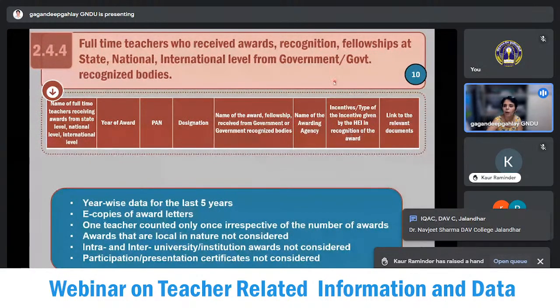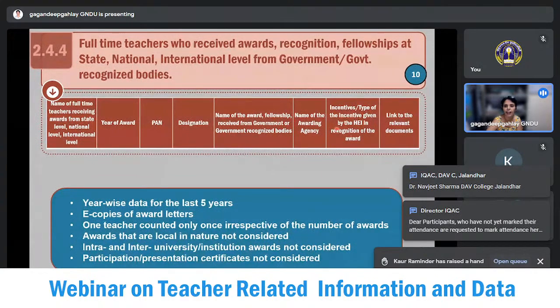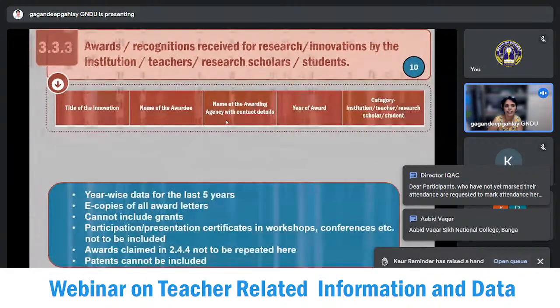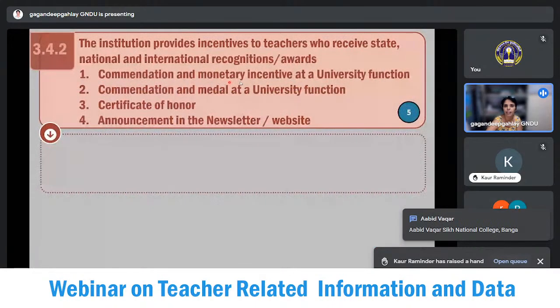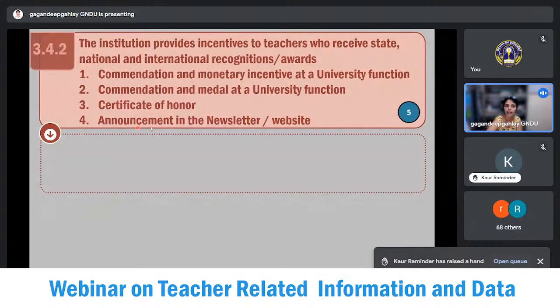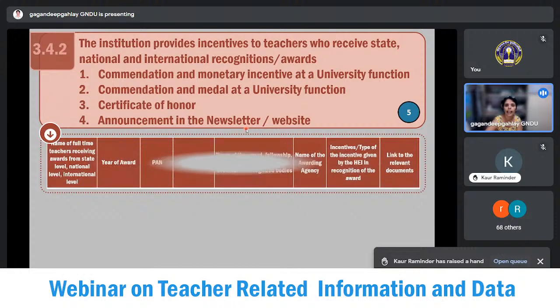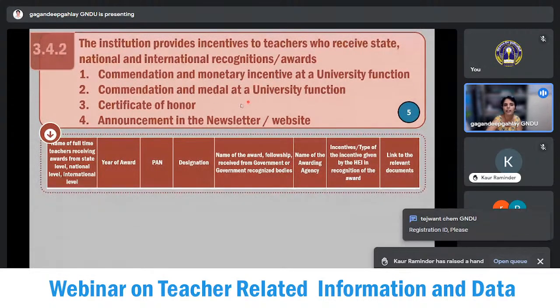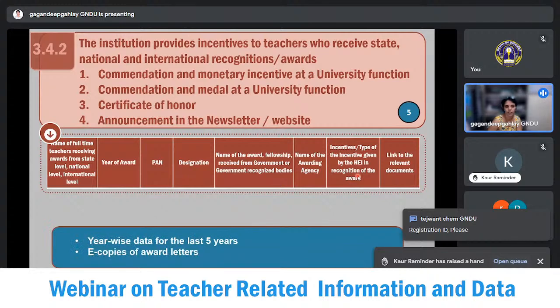So we are talking about the incentives which have been given by the HEI in recognition of the award which we mentioned here. And these incentives can either be a commendation and monetary incentive, or they can be a commendation and medal, or a certificate of honor and announcement in the newsletter or websites. So that is what we have to include over here in this column. Whether monetary incentive was given, or you were given a medal or a certificate, or an announcement was made in the newsletter or the website. Again, e-copies of award letters, which we have already done in 2.4.4, is needed here.